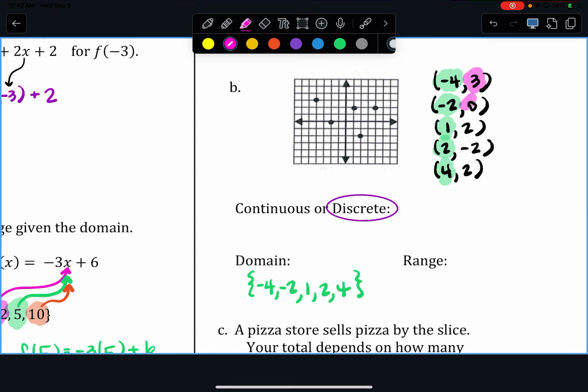Now the range, not so much, right? Because it's hopping up and down everywhere. But I do see my range values, right? And I need to make sure I put them in order from least to greatest with no repeaters, right? So we're going bottom to top. Right, remember floor to ceiling. So I hit the -2 first, then I hit the 0, then I have 2 2s, but I don't use repeaters. And then the 3 is our highest Y value that any of these points take on. All right, so that is our range.